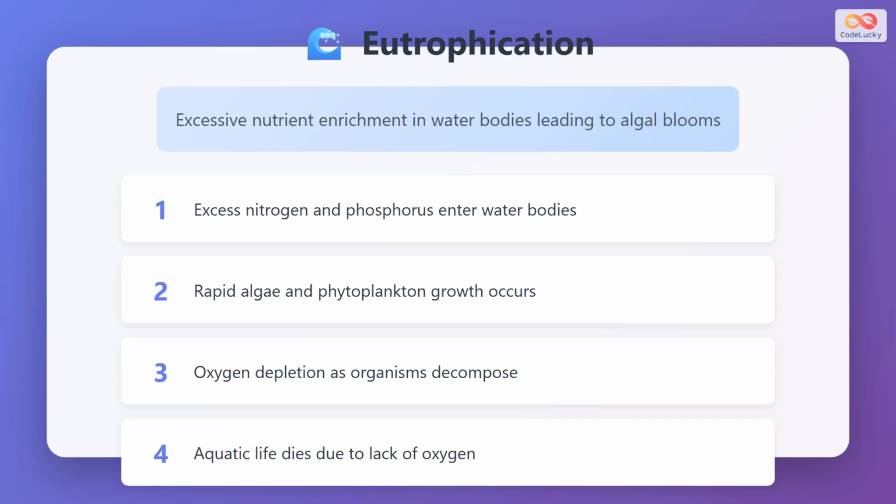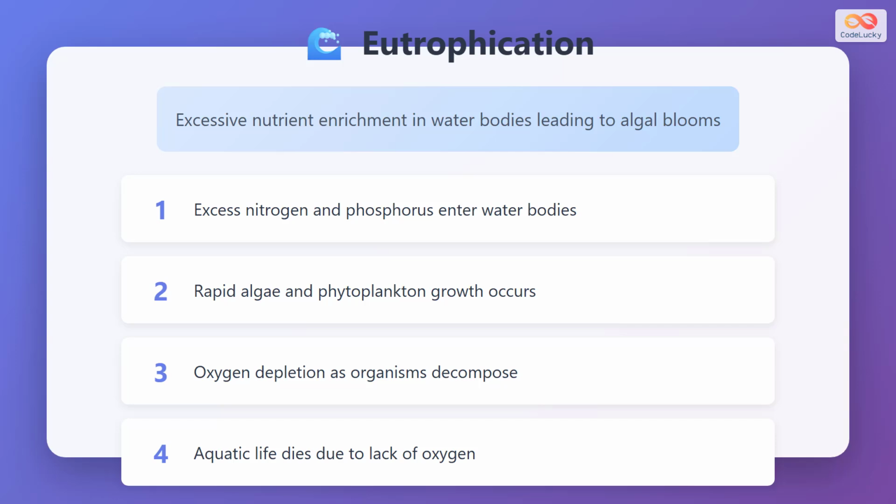Eutrophication is a serious water pollution problem caused by excessive nutrient enrichment, leading to harmful algal blooms. Let us understand this process step by step. First, excess nitrogen and phosphorus from agricultural fertilizers and sewage enter water bodies through runoff and discharge.